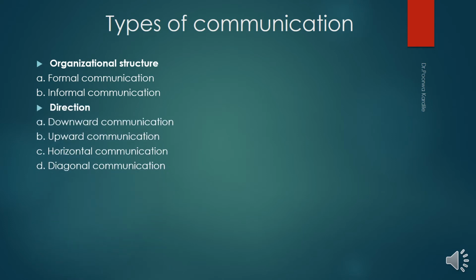Next is according to the direction. We classify communication as downward, upward, horizontal, and diagonal. When the communication takes place from superiors to subordinates in a chain of command, it is known as downward communication. When messages are transmitted from the bottom to the top of the organizational hierarchy, it is called upward communication. When the communication takes place between two or more persons working at the same level, it is known as horizontal communication. And diagonal communication is the exchange of information between persons at different levels across different departmental lines.